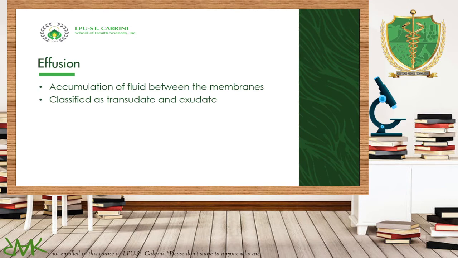We have what we call effusion, which is an accumulation of fluid between the membranes. I want you to remember that this accumulation of fluid is possible through different conditions. Effusion can be through damage, inflammation, or an infection, which leads to an increase in accumulation of the fluid in the tissue, referred to as effusion. And effusion is classified as transudate or exudate.